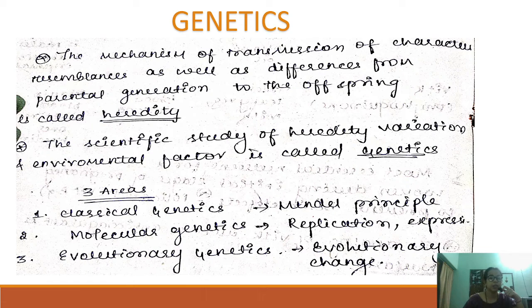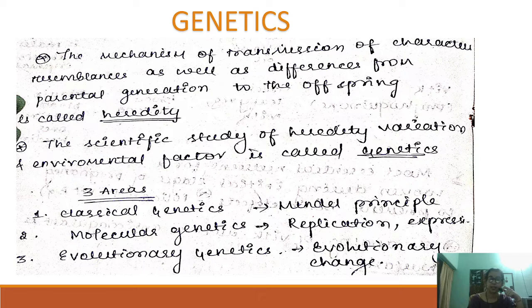Don't worry. Before understanding genetics, we need to understand a term called heredity. What is heredity? The mechanism of transmission of characters, resemblance as well as differences, from the parent generation to the offspring is called heredity. In simple terms, the characters which we derive from the parent, whether a similar resembling character or a different one, are known as heredity. Isn't it interesting? You have certain characteristics like your father, like your mother; that is known as heredity.